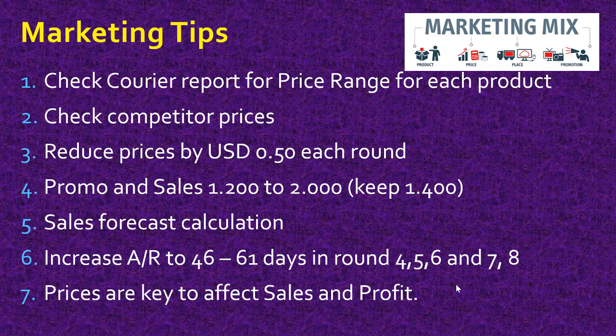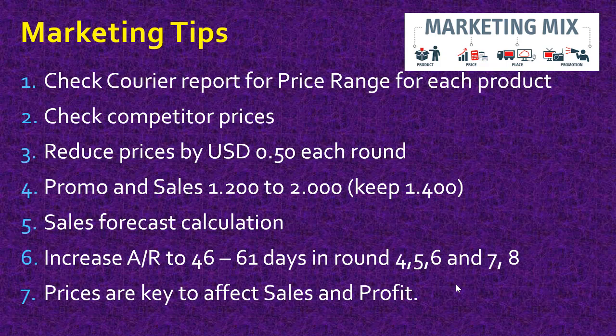So we need to check the report for the price range for each product to set the most effective, most competitive price. We take the competitor price to set our price better or more competitive than competitors. We reduce the prices by 50 cents every round to keep our price most competitive against competitors' prices. For promotion and sales, we check the competitors and we set our promotion and sales budget from 1,200 to 2,000.